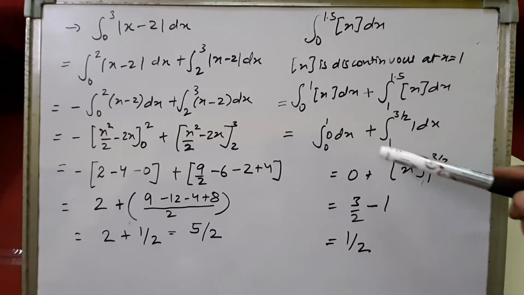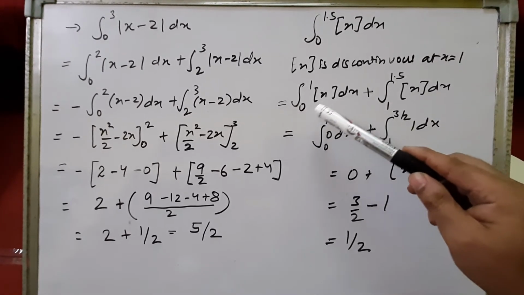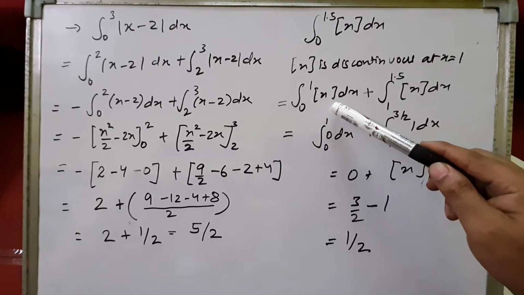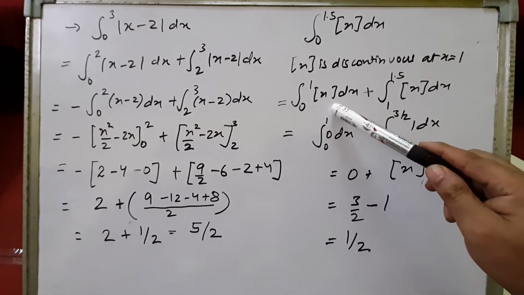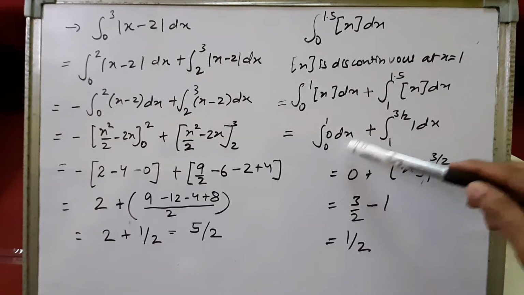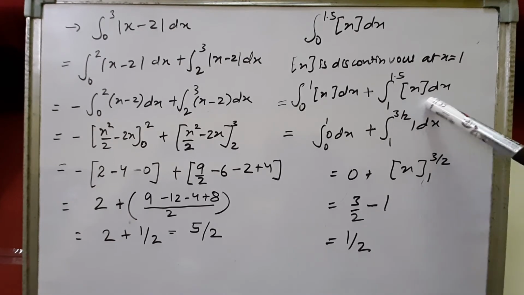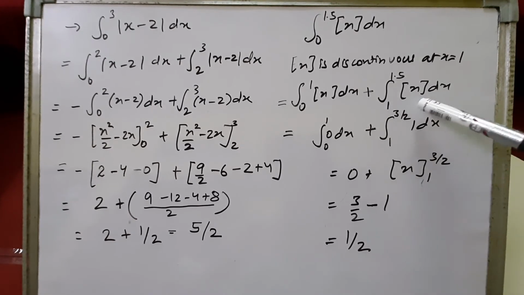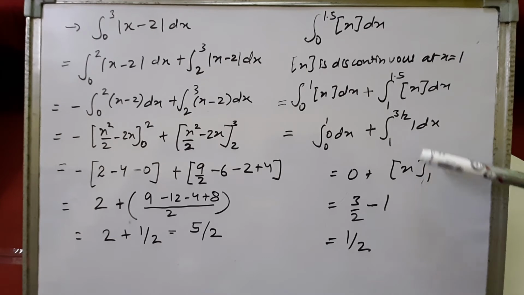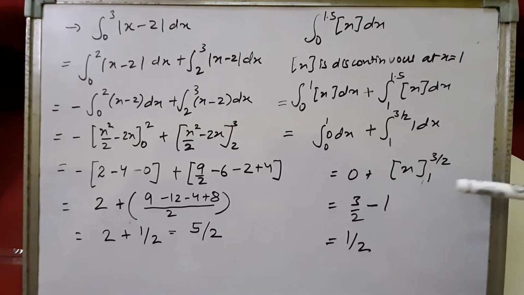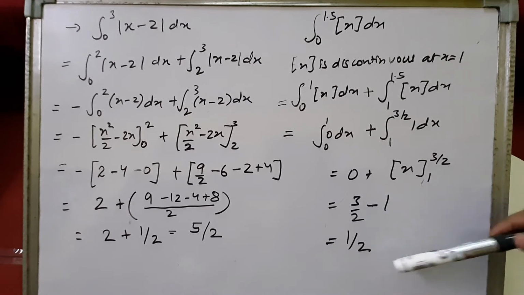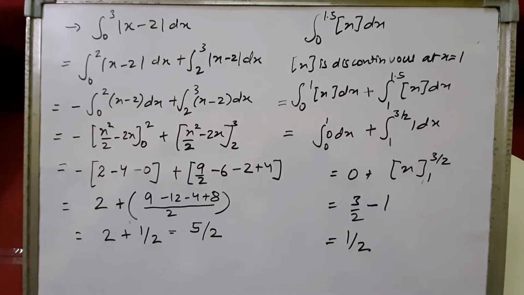Now for this, between the values of x 0 and 1, the value of the greatest integer function x will be 0, and for x between 1 and 1.5, the value of the greatest integer function will be 1. So the integration of 1 will be x from 1 to 3 by 2. This first part will become 0. So 3 by 2 minus 1 will be 1 by 2 or 0.5. Alright, please note down the solution.